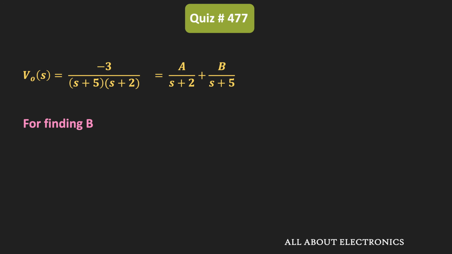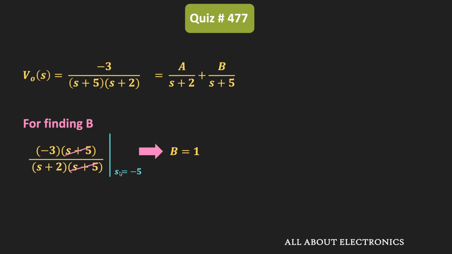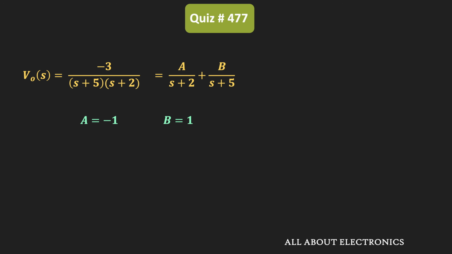Similarly, for finding the coefficient B, we multiply the left hand side by S plus 5 and evaluate the expression at S equal to minus 5. Once again, the S plus 5 in the numerator and denominator will get cancelled out, and if we put S equal to minus 5, the value of B will come out as 1. So the value of A is equal to minus 1 while the value of B is equal to plus 1. If we put the values of A and B in the above expression, V out of S is equal to minus 1 divided by S plus 2 plus 1 divided by S plus 5. Now we can easily find the inverse Laplace transform of the given expression.